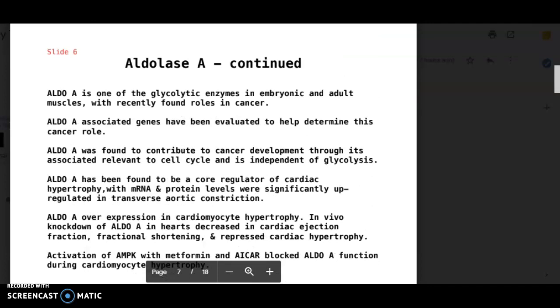Aldo-A is one of the glycolytic enzymes primarily found in developing embryo and adult muscle. Recently, a new role of aldo-A in several cancers has been proposed. However, the underlying mechanism remains obscure and inconsistent. Aldo-A was investigated in association with its genes, the AA genes, using available microarray data sets to help elucidate the role of aldo-A in cancers. Aldo-A could contribute to the progress of cancer at least partially through its association with genes relevant to the cell cycle, independent of glycolysis. These genes plus aldo-A represent a potential new signature for development and prognosis in several cancers.